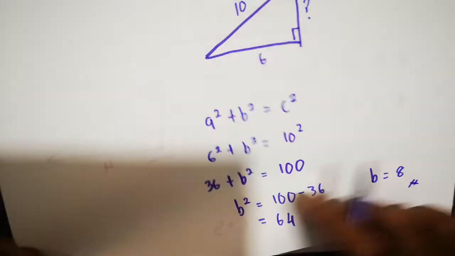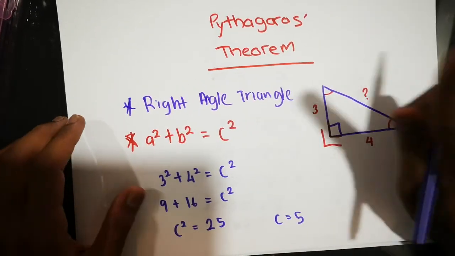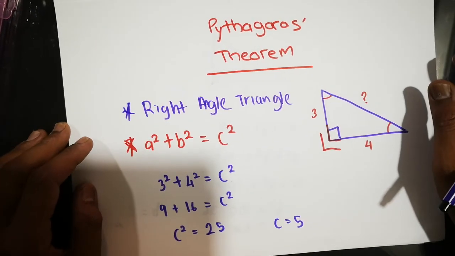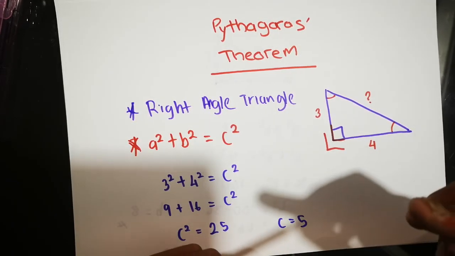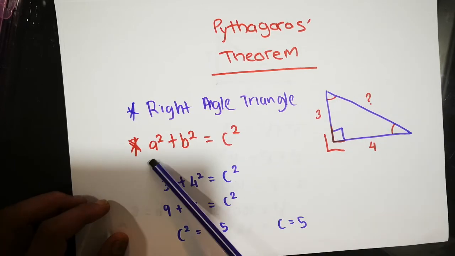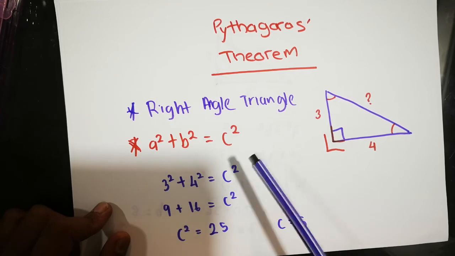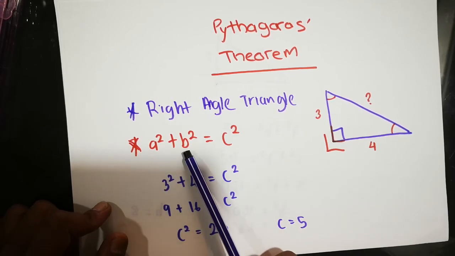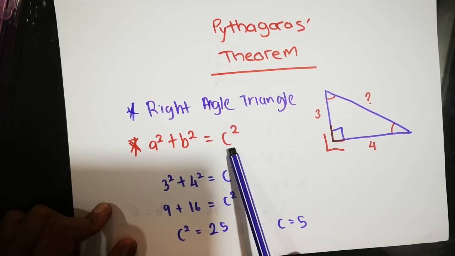So I will recap again. First rule for Pythagoras Theorem, it has to be right angle triangle. The formula can only work if it's a right angle triangle. If it's not, it won't work. Second rule is the formula. This formula must not change. A and B can either be the opposite or adjacent, but C must maintain being the hypotenuse.